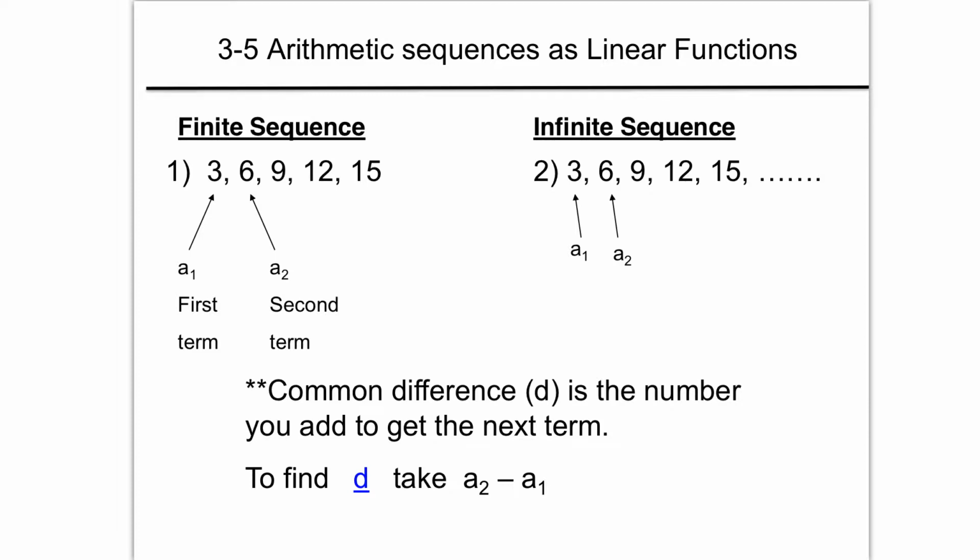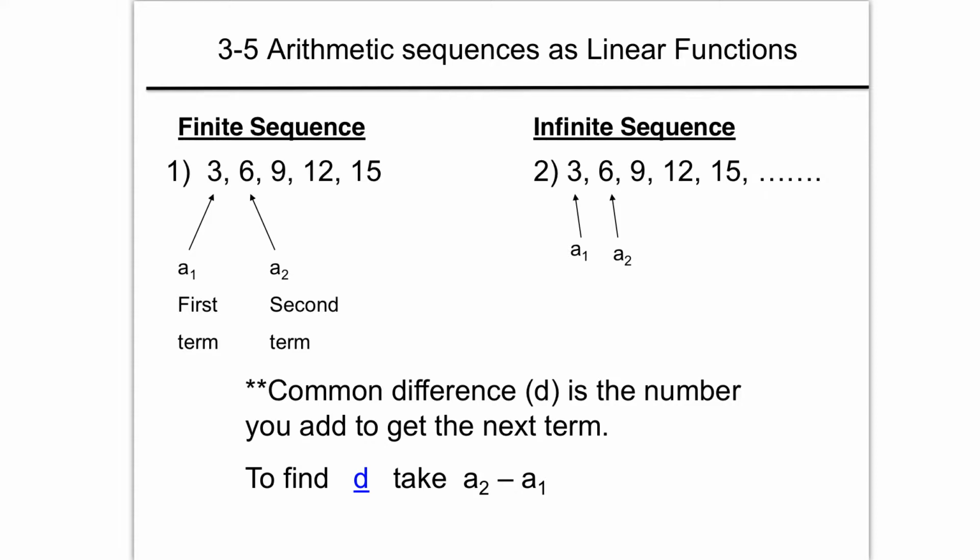Sometimes when you subtract, we get a negative number. So you might have a difference of -2. That means that you're adding a -2, or you can say you're subtracting a 2. Now, it also works if you take any term and subtract the previous term, that's going to give you guys the common difference.